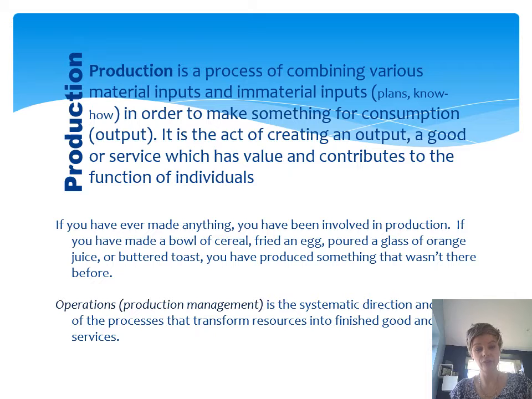This brings us to question number 5, which is, what is production? Production is the process of combining various material inputs and immaterial inputs. So immaterial inputs are like the knowledge, the plans, etc. in order to make something for consumption. We call that an output. It is the act of creating an output, and an output is a good or service which has value and contributes to the function of individuals. So that would be the answer for question number 5.